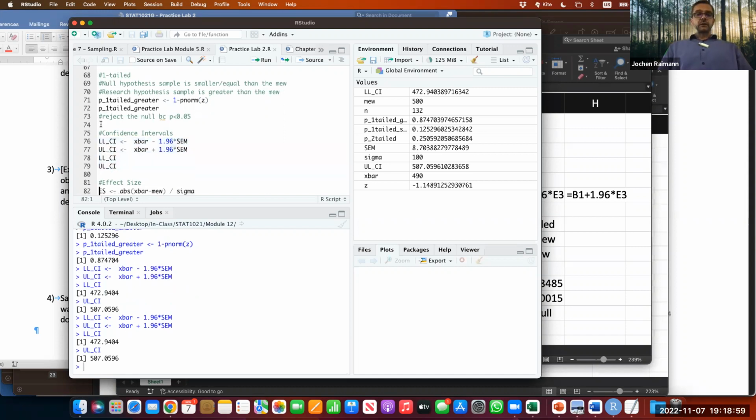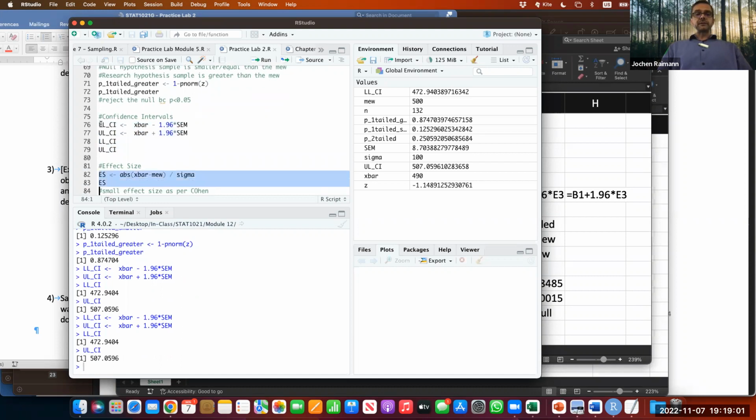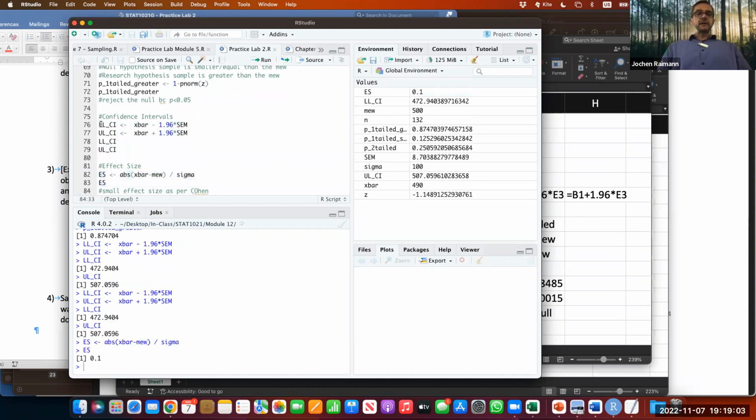So these are the lower and upper limits of the confidence intervals. Then we have effect sizes calculated, and there's also the conclusion to this effect size.